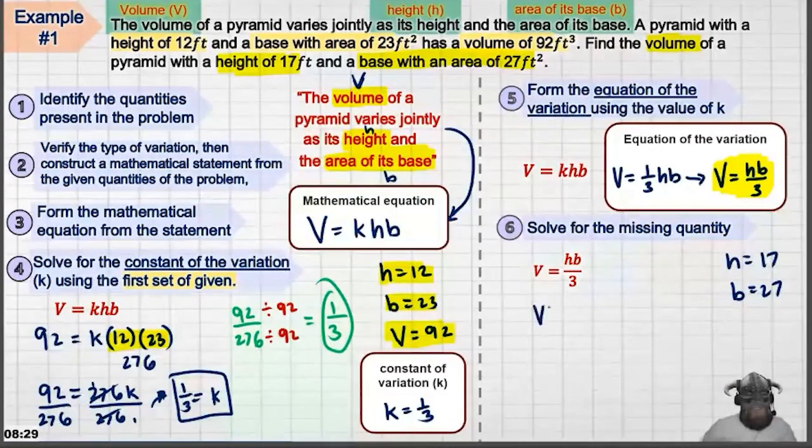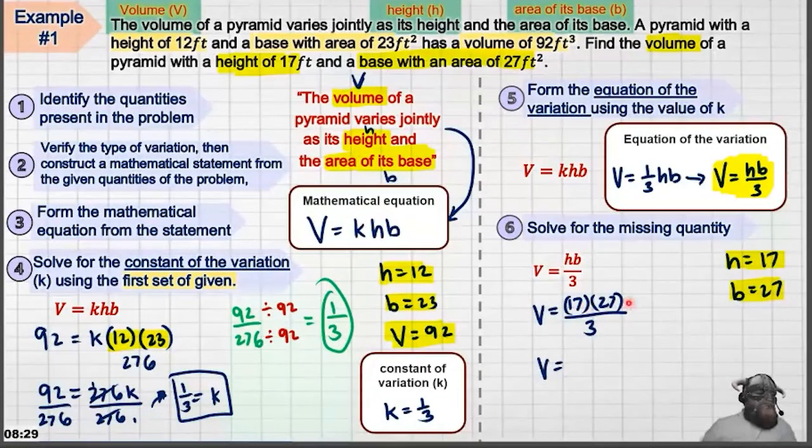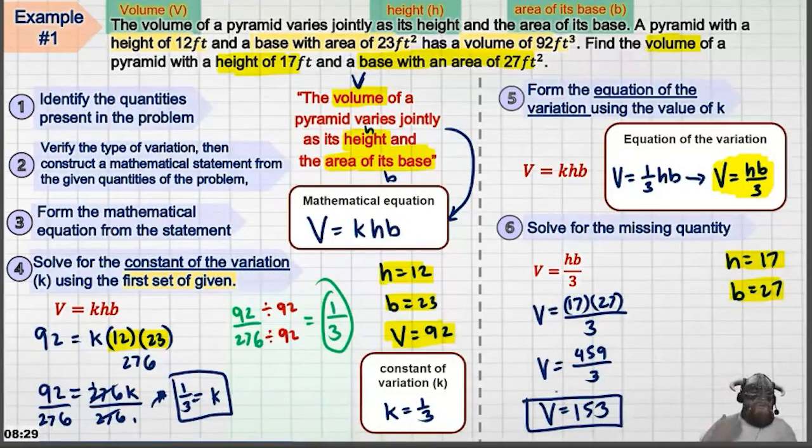Yan, so substitute lang natin, V is equal to, ang H natin ay 17, so 17 times B, which is equal to 27, divided by 3. So you can multiply that, 17 times 27, the answer will be 459. Then over 3. So simplifying this one, 459 divided by 3, you will get an answer that is equal to 153. Yan. So from there, ang kailangan mo na lang is the unit because this is problem solving. Ang hinahanap is volume and we got the volume 153 as the value.